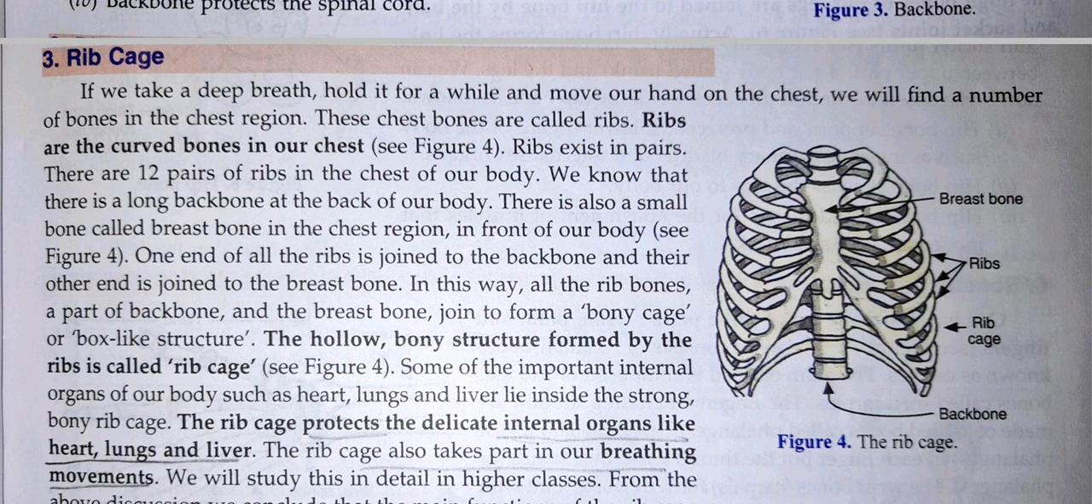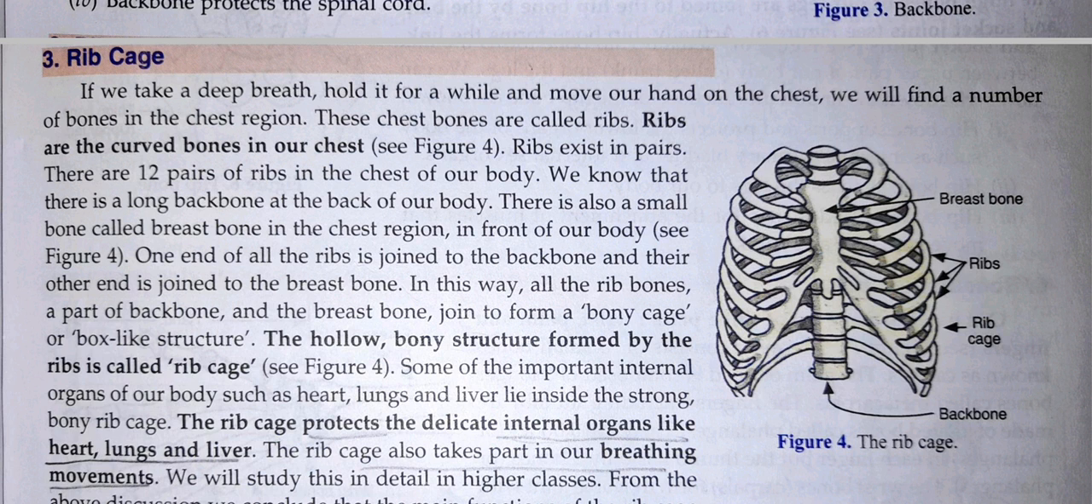There is also a small bone called the breastbone in the chest region, meaning in the front part of our body. One end of all the ribs is joined to the backbone and the other end is joined to the breastbone. आगे breastbone होता है, पीछे backbone होता है. So all the ribs from the front side are attached to the breastbone, and at the back side they are attached to the backbone.